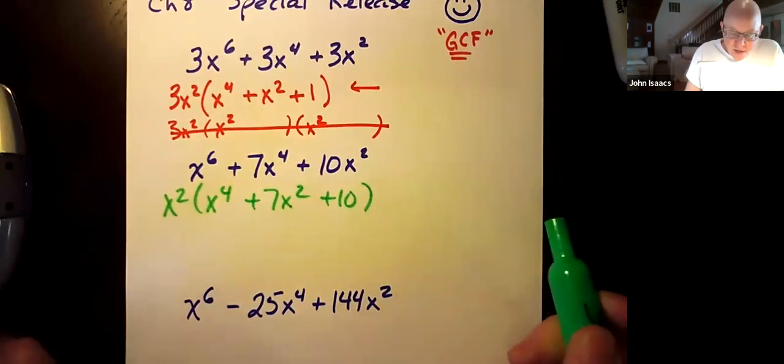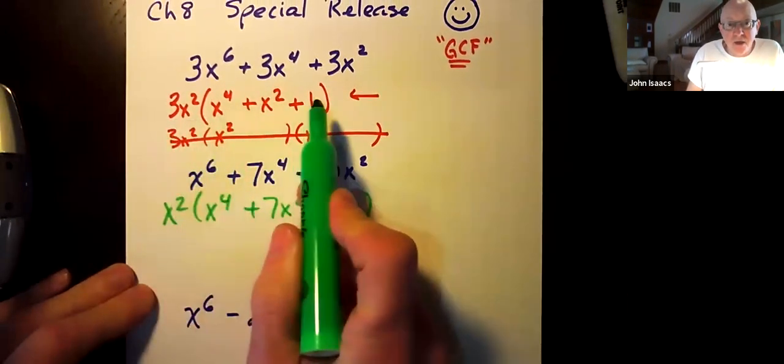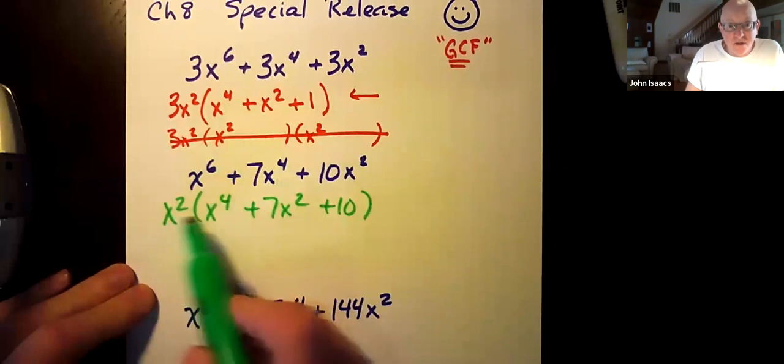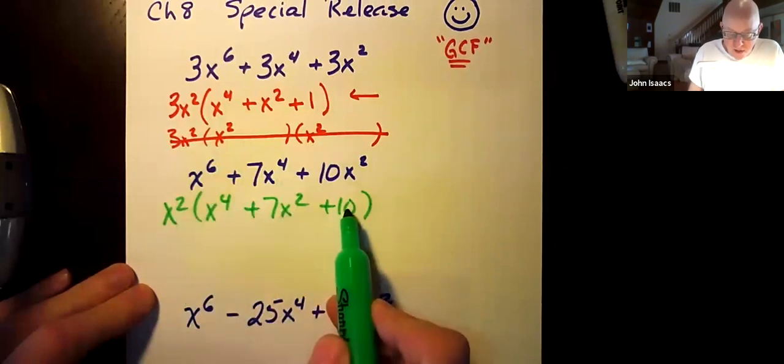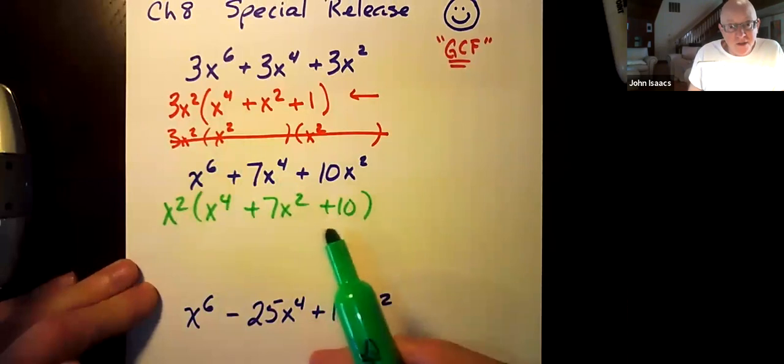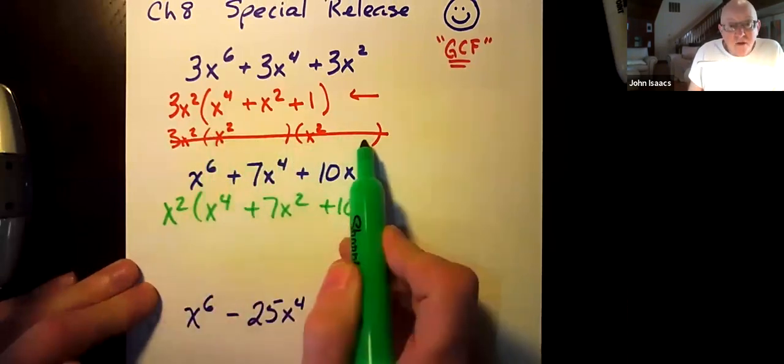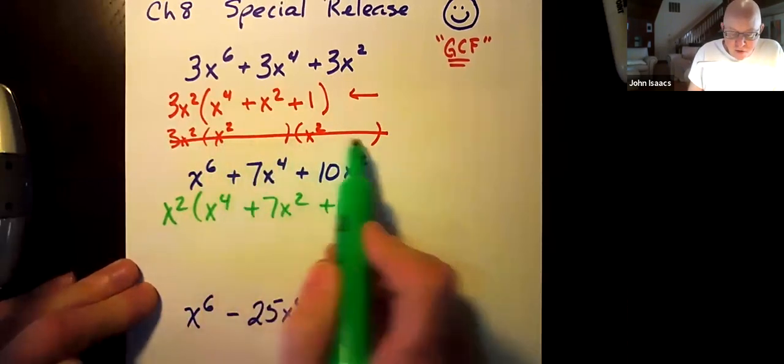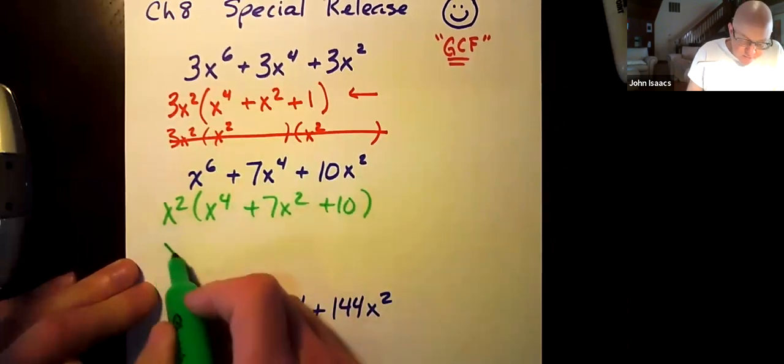Okay. Now, we're in the same situation we were a minute ago. We have this x squared on the outside, and we have x to the 4th, x squared, and a constant. So again, this is going to try to set up like the two binomials did above. Let's see what happens now.